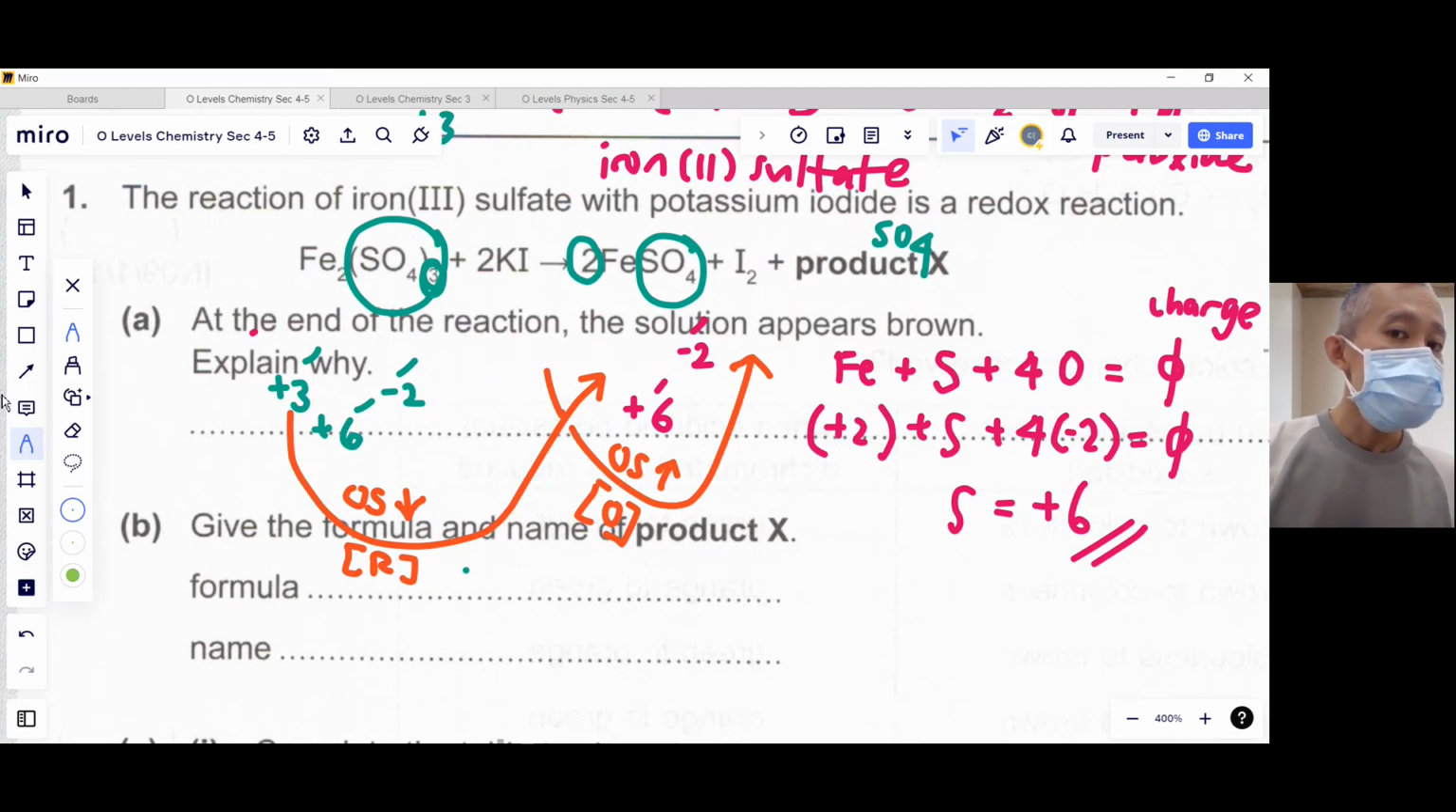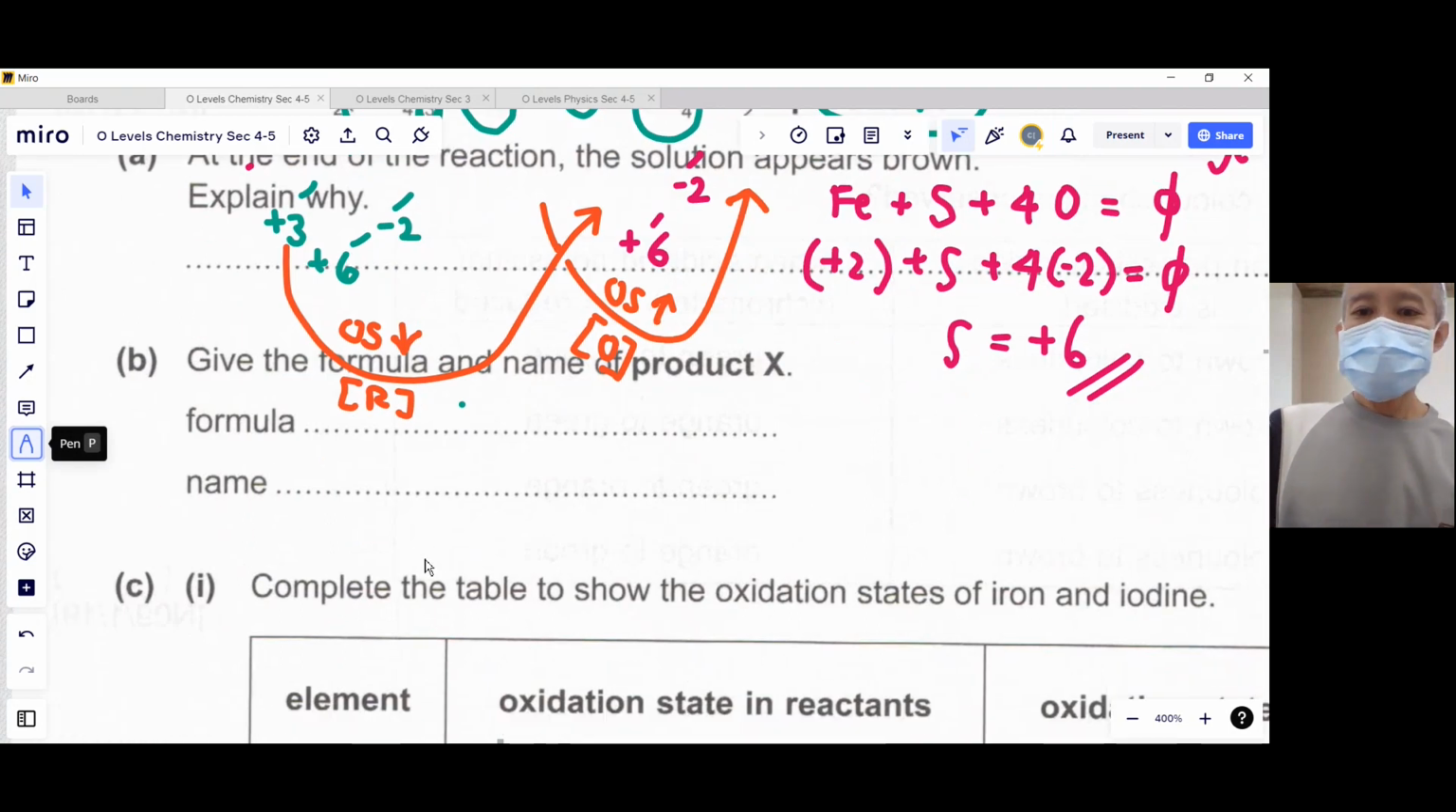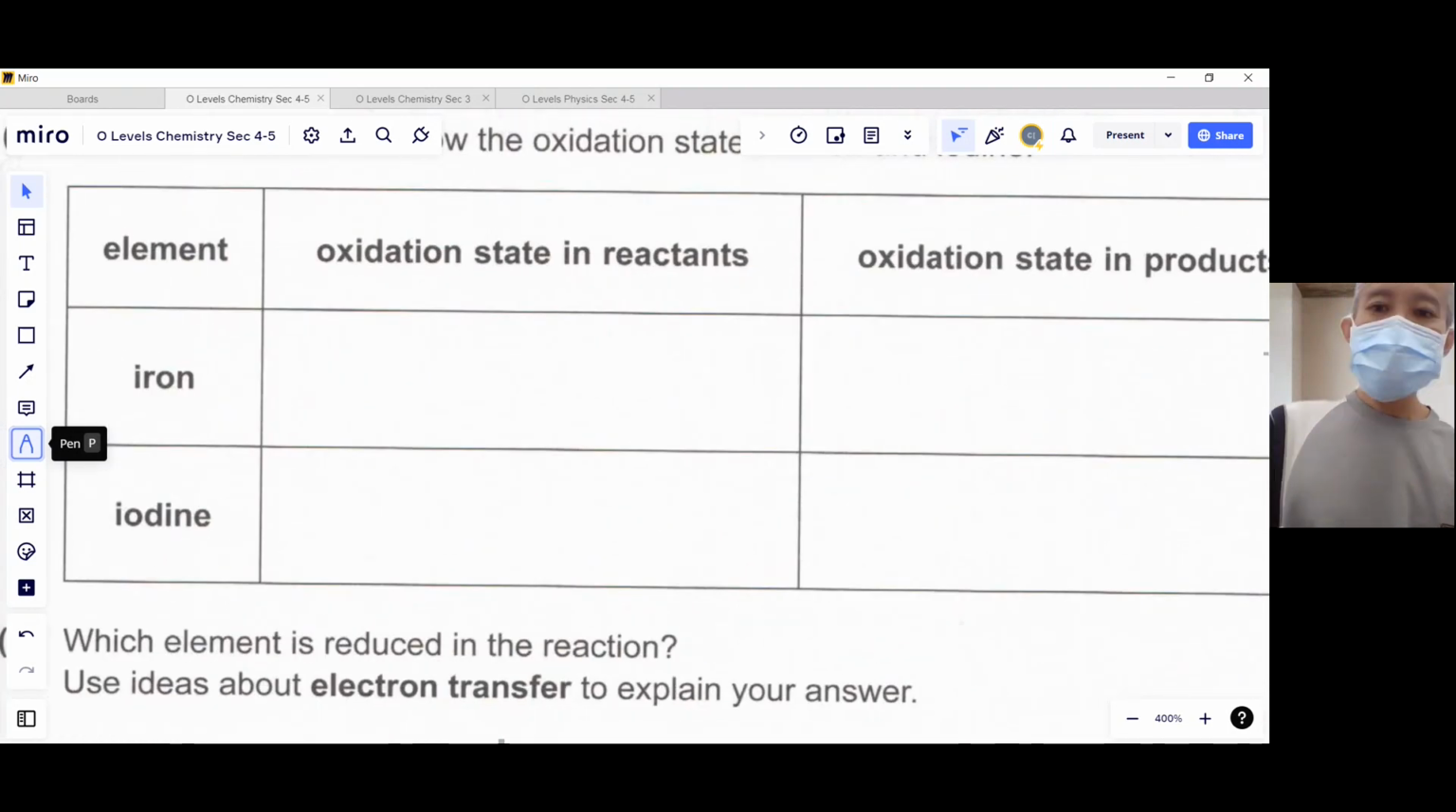Okay, and what else is missing? I have my 2 potassium missing. So this is your product X, potassium sulfate. And so, yeah, try to look at all the coefficients and subscripts as well in this case. Hannah, do you get that? Yes. Okay. Of course, make sure the formula is correct. Formula must be correct. Okay, good. I've gone through this already.